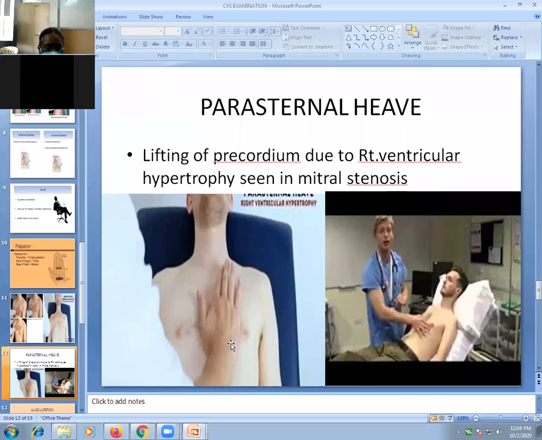For parasternal heave, as we discussed, you have to use the base of the hand. You keep your hand over the precordium like this, with the base of the hand over the chest of the patient, and you see whether there is lifting of the hand or not.